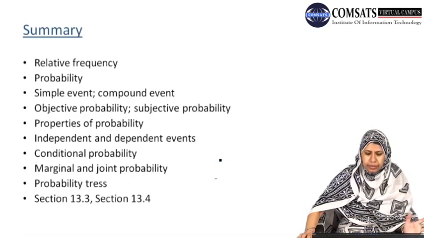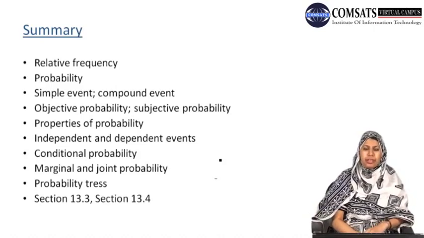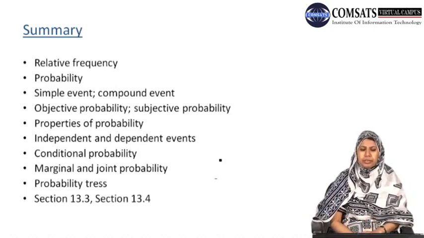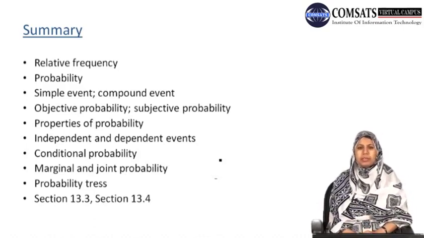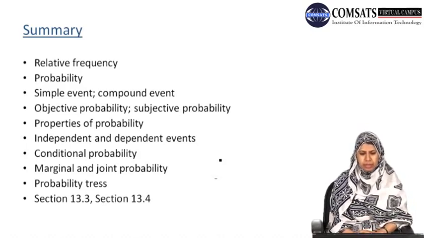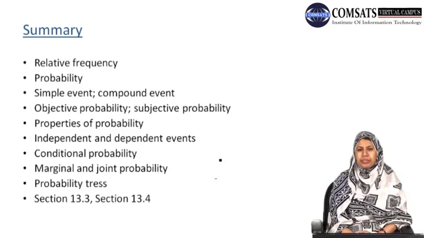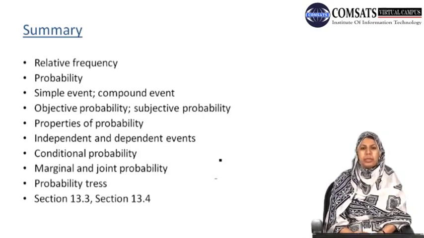And what have we studied today? Today we have studied the relative frequency, the probability in terms of relative frequency, the probability of a simple event and a compound event, two types of probabilities, namely the objective probability and the subjective probability, and some properties of probability. Then the probabilities in the case of events when they are independent and dependent, and the conditional probability in the independent case and the dependent case, the marginal probability and the joint probability, and the probability by using the probability trees.